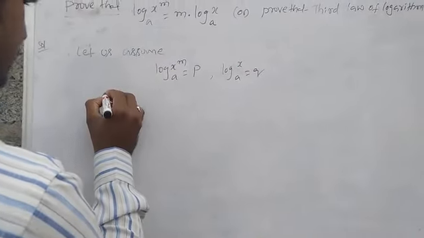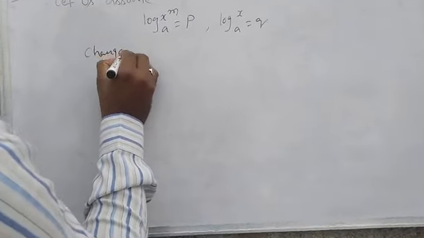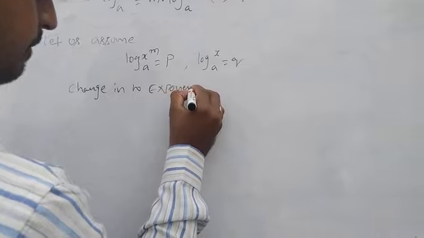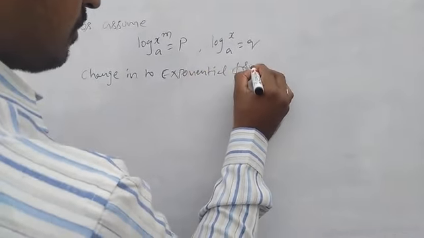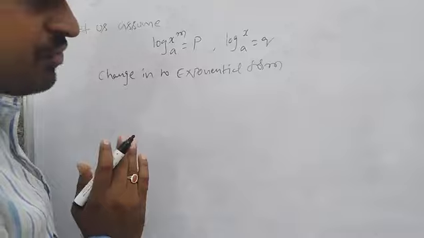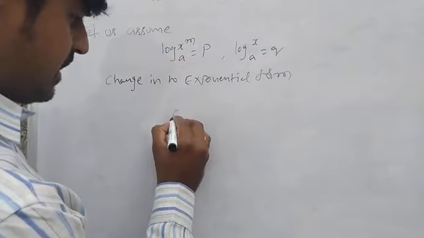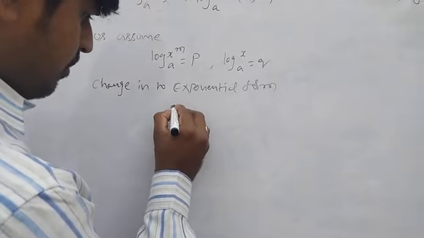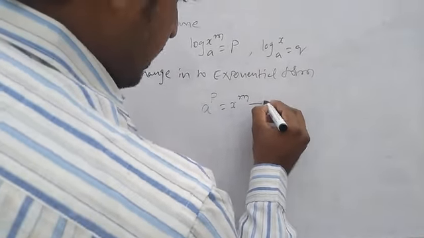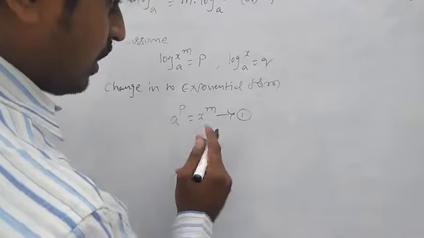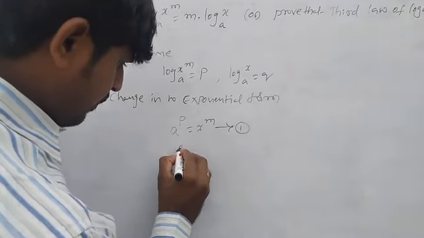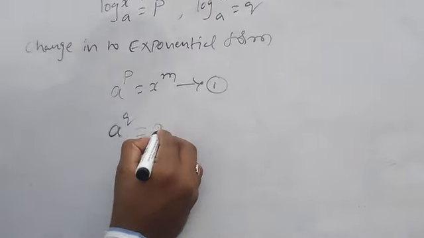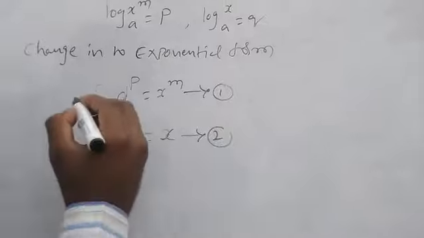Change into exponential form. Exponential form is, first of all, you write the base the same as it is, and exchange the powers and the answer. A to the power of p is equal to x to the power of m. Equation 1. What is the second one? A to the power of q is equal to, what do you write? X. That is equation 2.